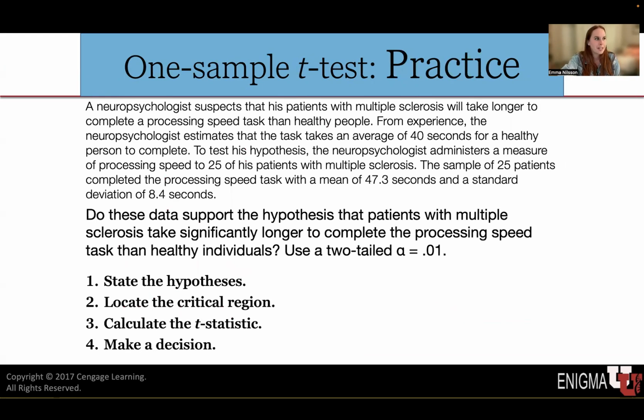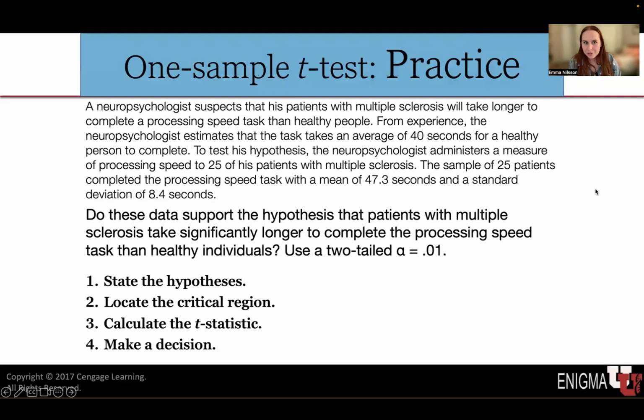Okay, now for the next little bit, I'm just going to have you do a couple of practices. I'm going to pause right here. I'll let you read this on your own and then go through each one of these. You're going to state the hypotheses, locate the critical region, calculate the t statistic, and make a decision. Since you might not have access to a t critical value table, I will tell you that the t critical value is plus or minus 2.797. That's the value for this one. So I'm going to take a brief pause, and then we're going to come back and go over these together.